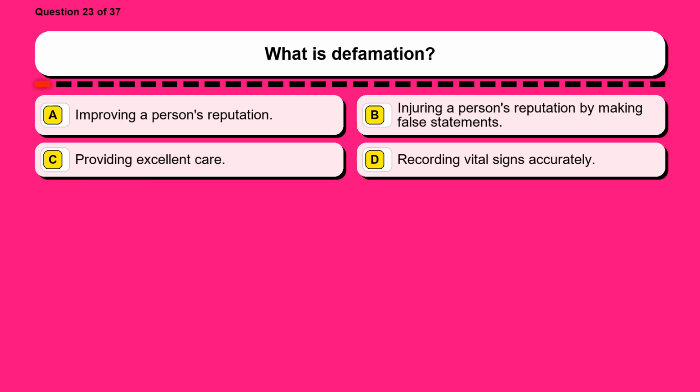Question 23. What is defamation? Option A. Improving a person's reputation. Option B. Injuring a person's reputation by making false statements. Option C. Providing excellent care. Option D. Recording vital signs accurately.